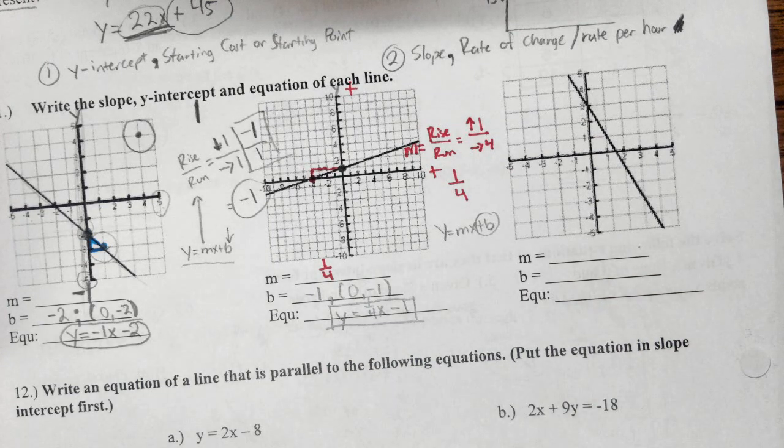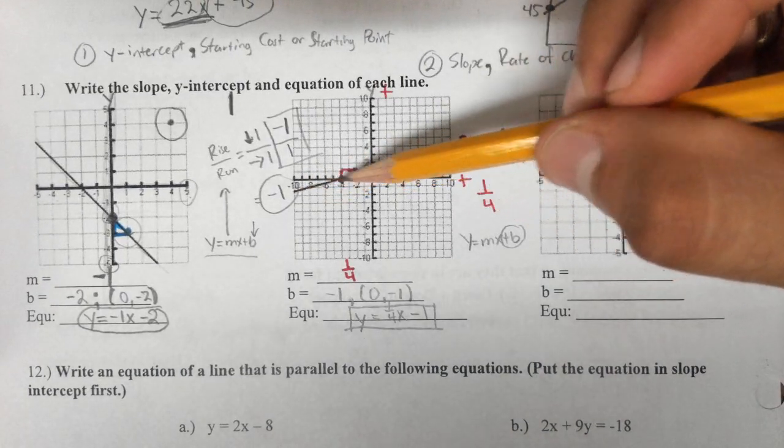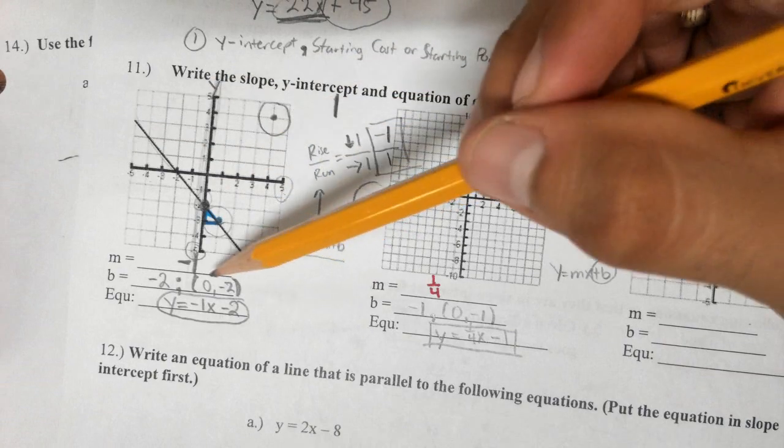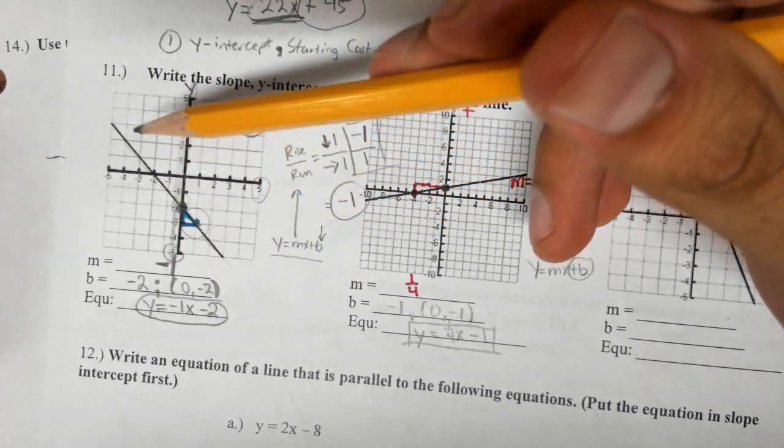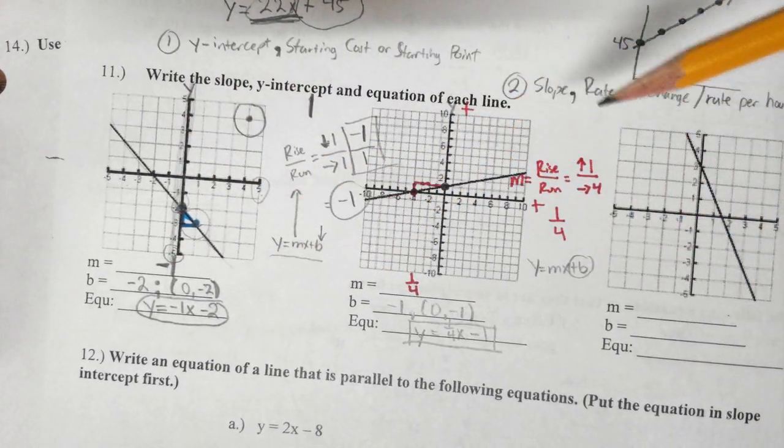And then we'll do the last one. Just make sure that whenever you guys are working these, that you're looking to see whether your graph goes up or whether it goes down, and that your slope matches. It's either negative if it's going down and positive if it's going up.